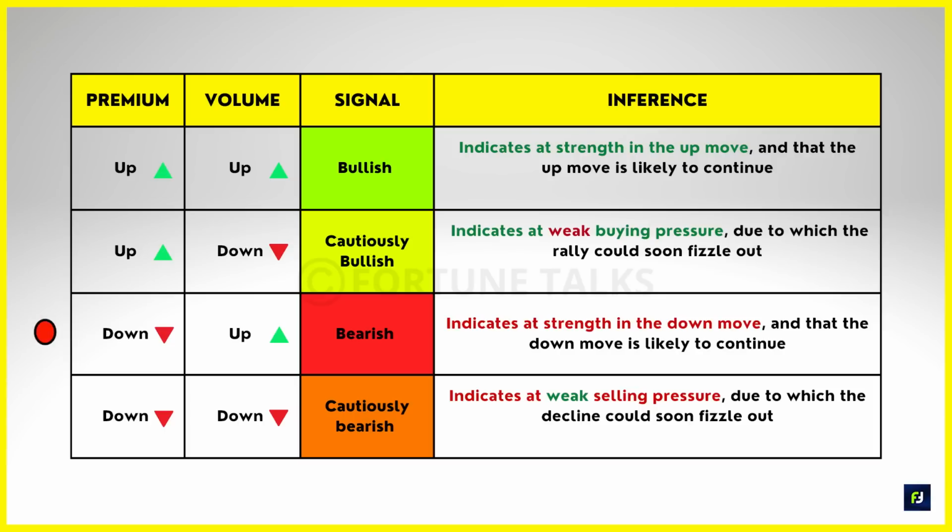For example, if the option prices are falling but the volumes are rising, then it is considered as a bearish signal as it indicates an increase in the selling interest. On the other hand, a down move in the option prices along with declining volumes indicates a decrease in the selling interest, or that the downtrend is losing its steam.